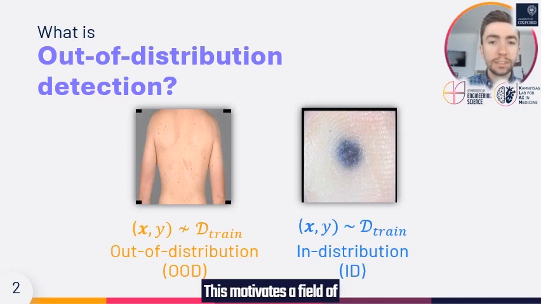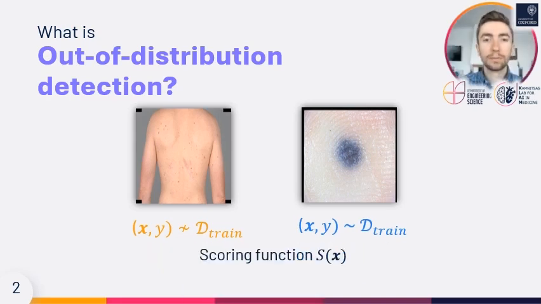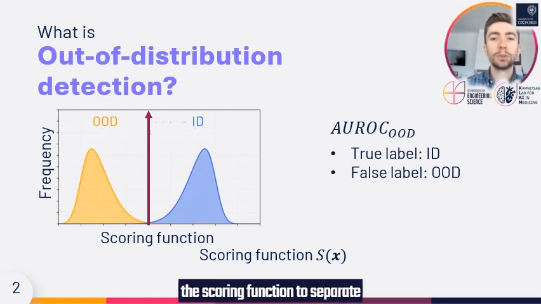This motivates the field of out-of-distribution detection, which aims to detect when an input is from a different distribution from the training data. Out-of-distribution detection methods typically give a scoring function for each input image. To quantify the ability of the scoring function to separate ID from OOD images, we typically use the area under the ROC curve, or AUROC metric, which is threshold independent, where the true label is ID and the false label is OOD.